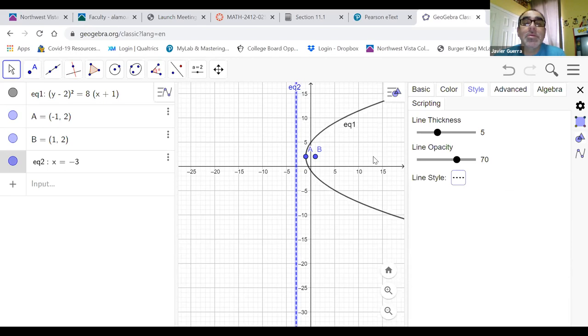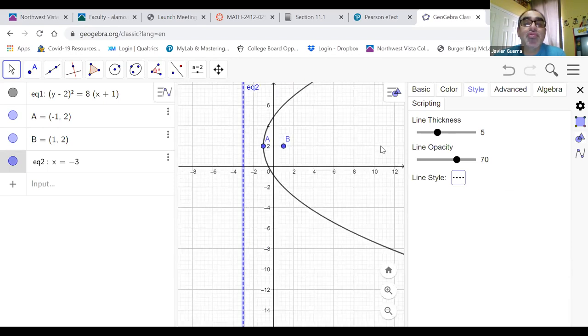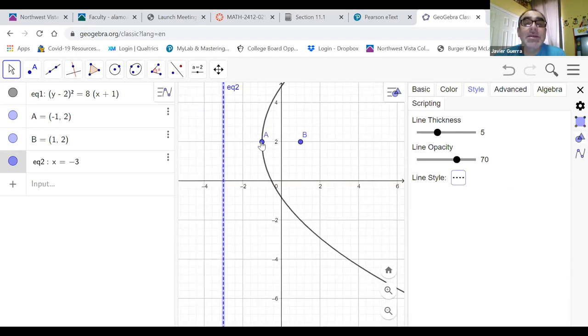Zoom it in. I'm going to zoom it in so you can see it. Yep, so it's an equal distance from the vertex to the focus, and from the vertex to the directrix. Same exact distance.